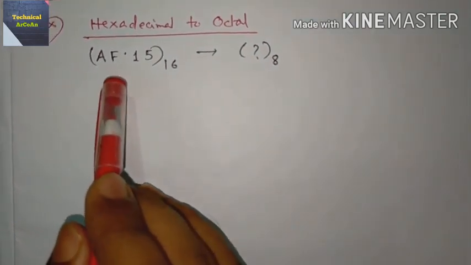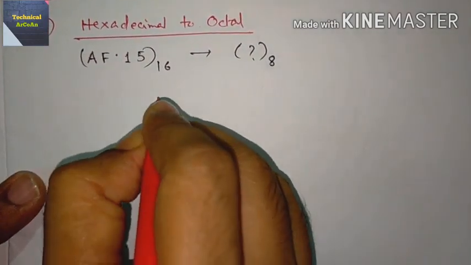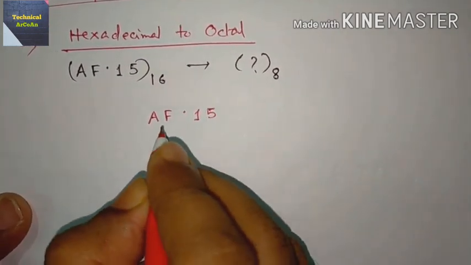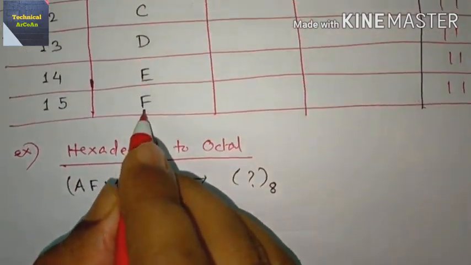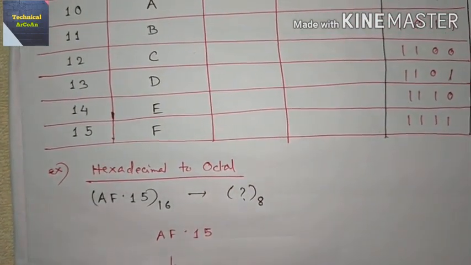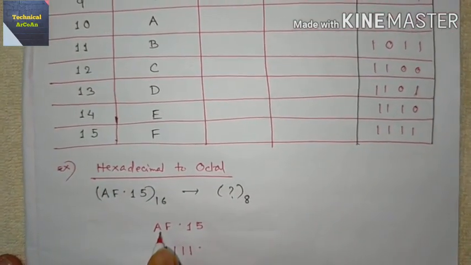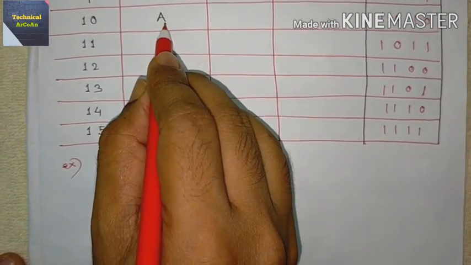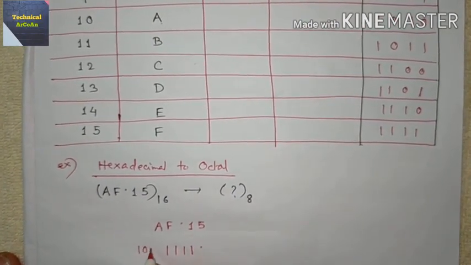Now the shortcut method when we convert from hexadecimal to octal. What is the first procedure? I just write the number AF.15. Now we write the equivalent binary of this hexadecimal number. What is the equivalent binary for F? It will be 1111. So we write 1111 first, and put the point here, and after that we write the equivalent binary of the number A. What is the equivalent binary for A? 1010. So here we write 1010.